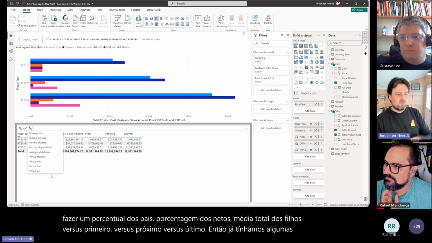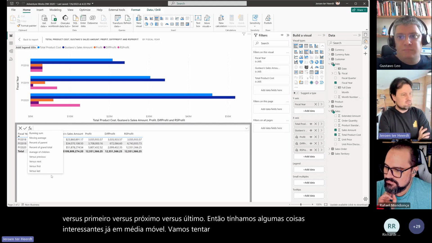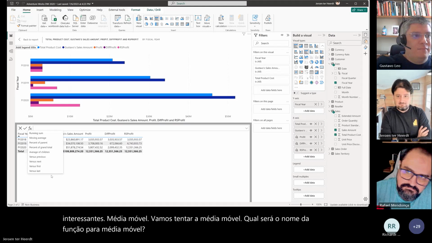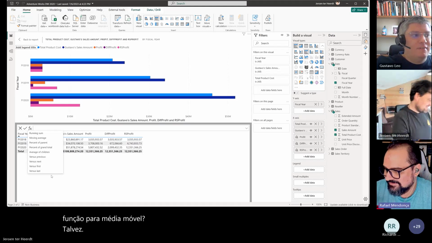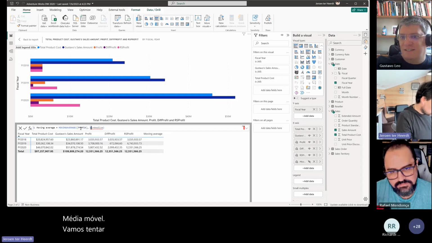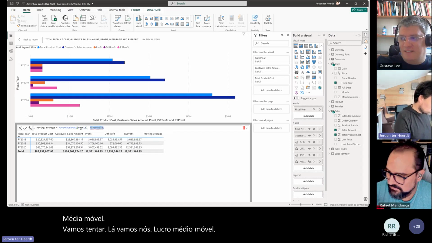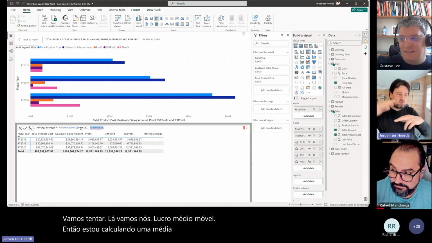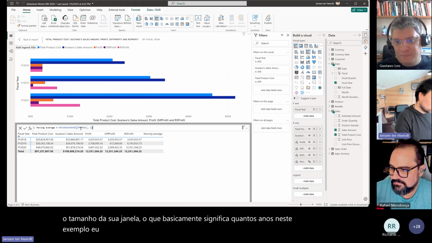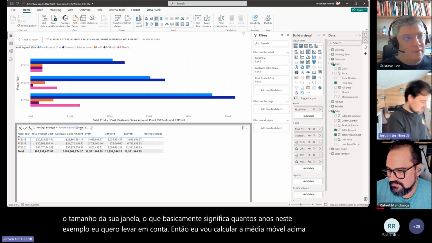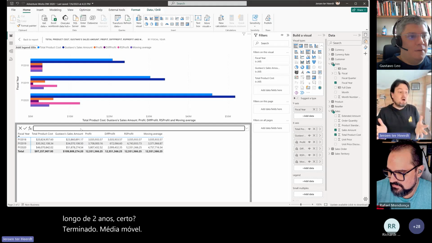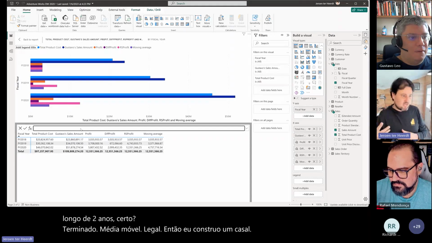Moving average. Let's try a moving average. What would be the function name for moving average? Maybe running average. Moving average? Let's try. There we go. Moving average, profit. So I'm calculating the moving average of profit. Then I need to specify a window size, which basically means how many years in this example do I want to take into account. So I'm going to calculate the moving average over 2 years, right? Done. Moving average. Great.